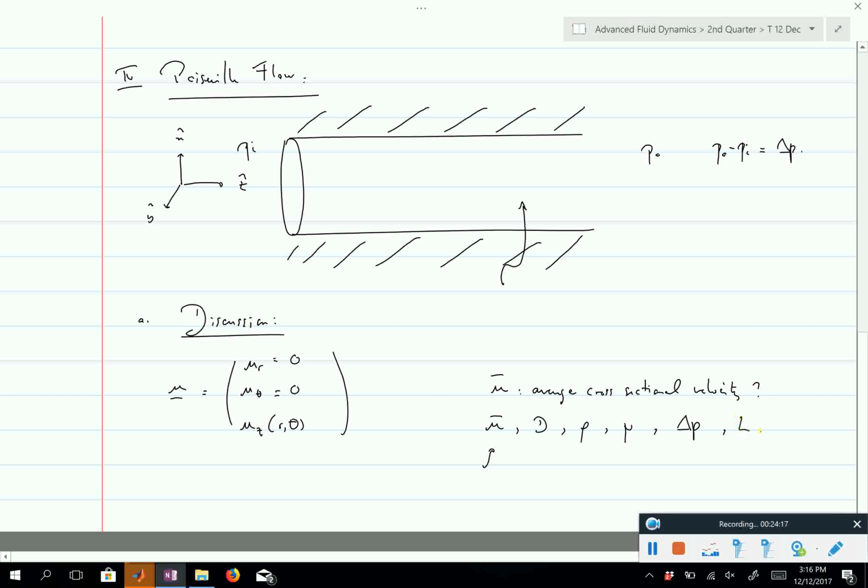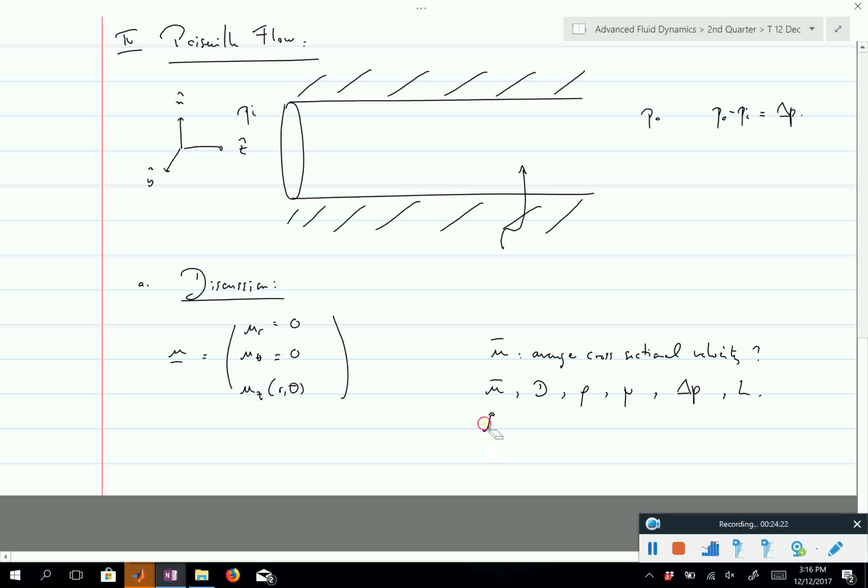So then you have L. So you have 1, 2, 3, 4, 5, 6 with always the same units, kilogram, meters, and seconds. So you expect 3 non-dimensional parameters. Now there is one which you see directly, right? And this is the Reynolds number.